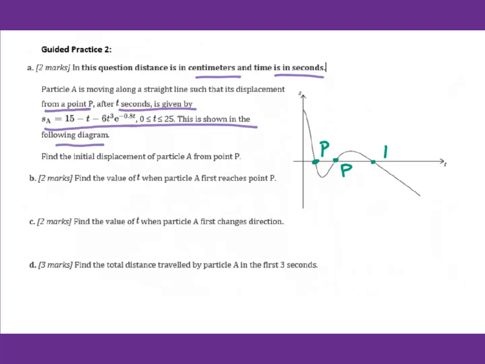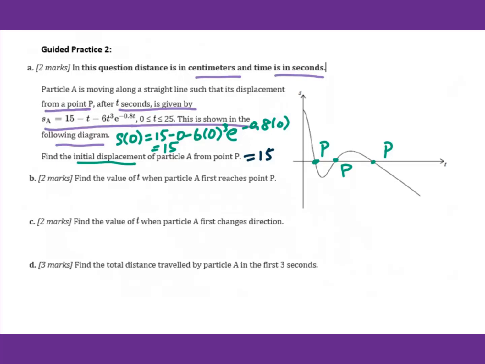Here's P. For the initial displacement, we just plug 0 into the displacement function. You will get 15 minus 0 minus 6 times 0 to the third power, minus 0.8 times 0. You will get 15. So the initial displacement equals 15.